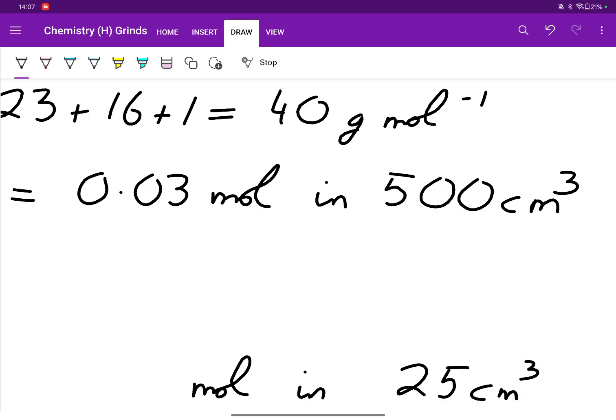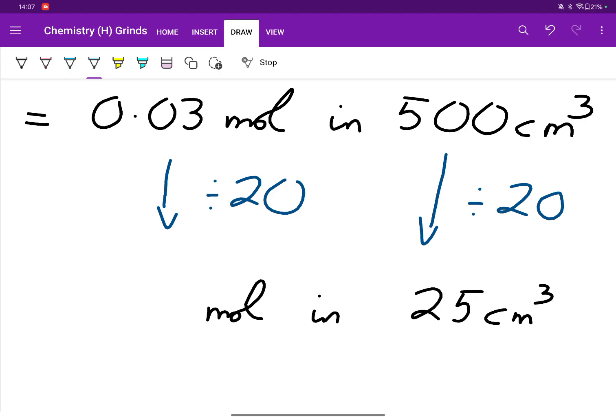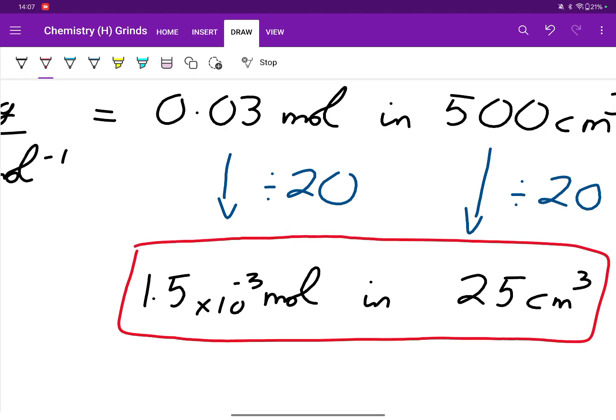Now, you can do this two ways, right? First of all, if you want to, you can go to moles in 1 first. So you can divide by 500, then multiply by 25. Or, if you want to, which is what I'm going to do, you can just divide both sides by 20. So if we're dividing the volume by 20, we have to divide the number of moles by 20. So 0.03 divided by 20 is 1.5 by 10 to the minus 3 moles in 25 centimeters cubed. And that is the answer for part 1.